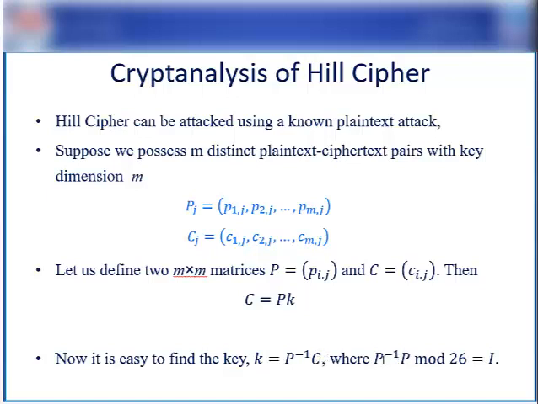Here, the inverse of the plaintext means that if we multiply this inverse by the plaintext itself in the set of integers modulo 26, we will obtain the identity matrix. It was a cryptanalysis of the Hill cipher.